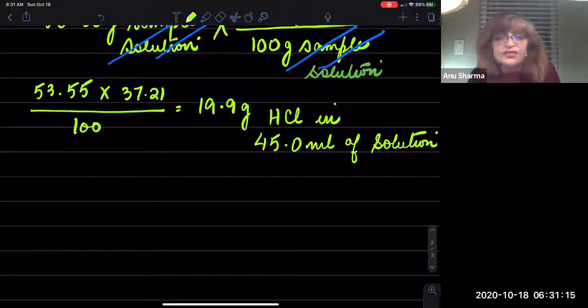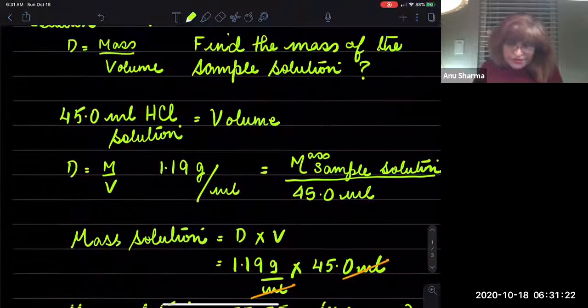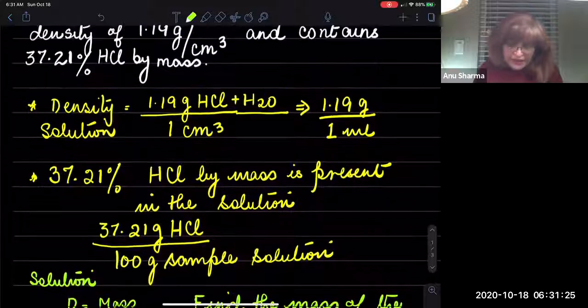Okay, so I hope this makes sense, how to use the density and how to use the mass percentages to determine the mass of the solute in a given sample.